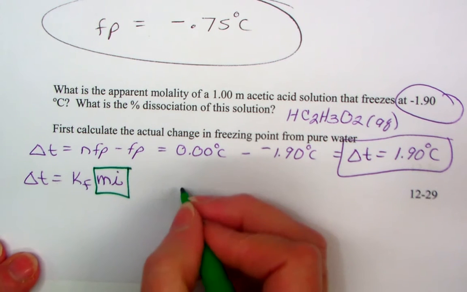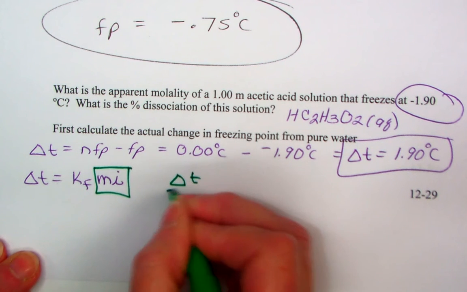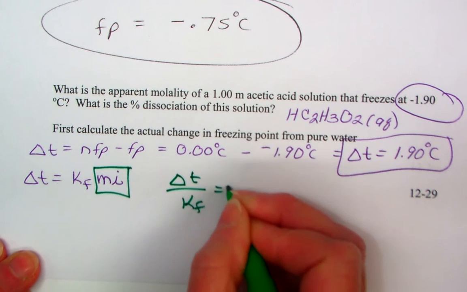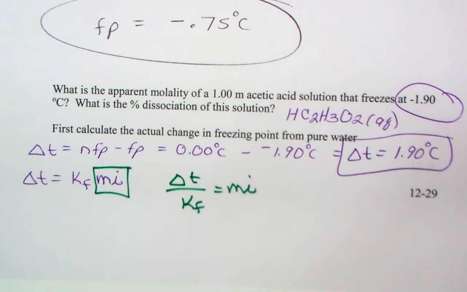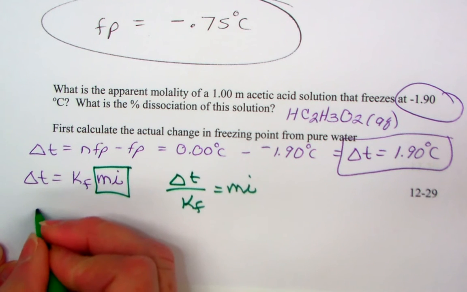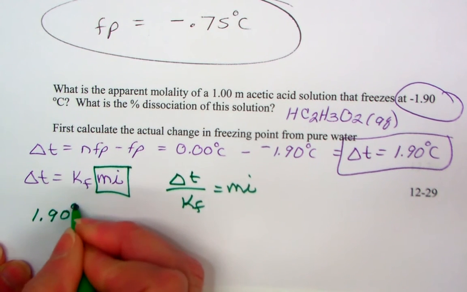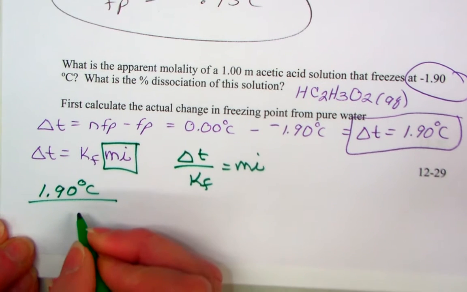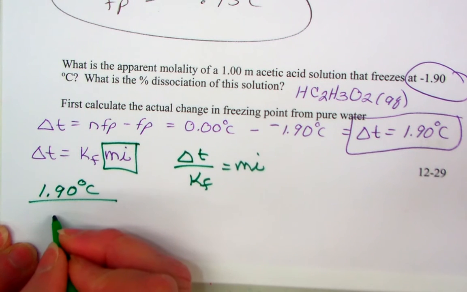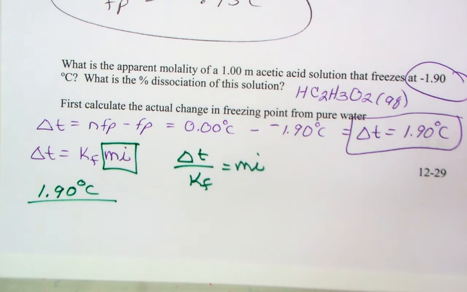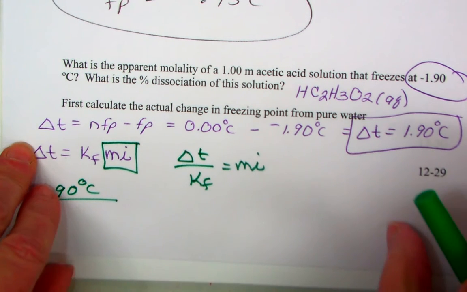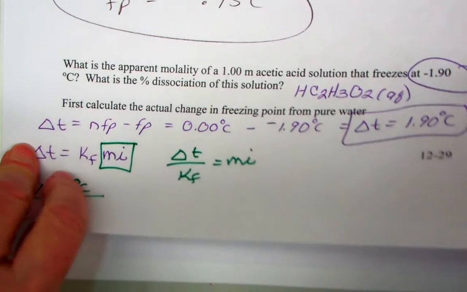So delta T divided by K sub F is equal to mi, and I'm going to just keep them together and solve for that as one variable. mi is the effective or apparent molality. So my change in temperature, 1.90 degrees Celsius, divided by my K sub F value. I actually have a place to go through this stepwise on the next page.